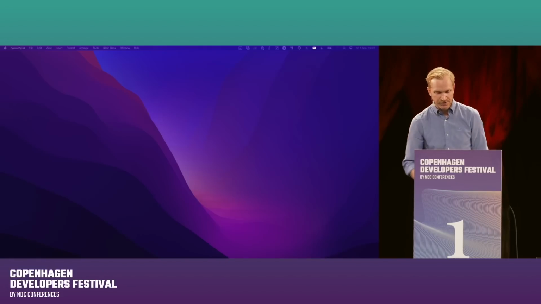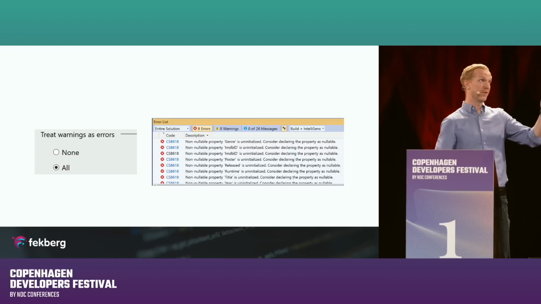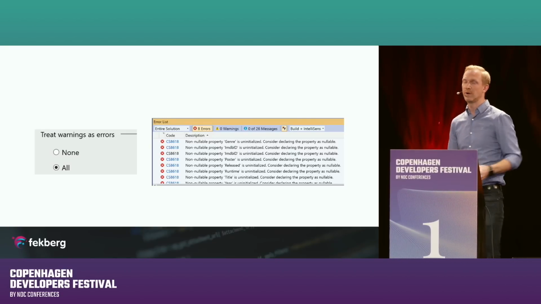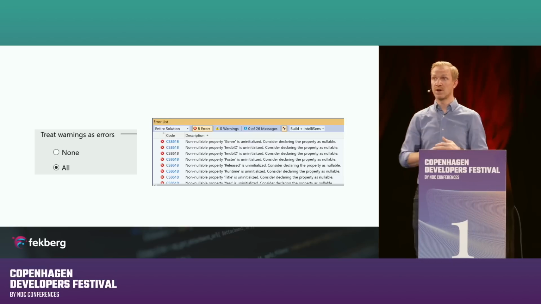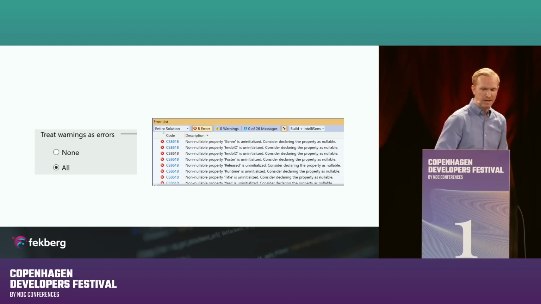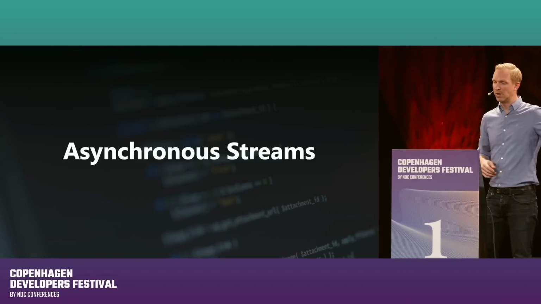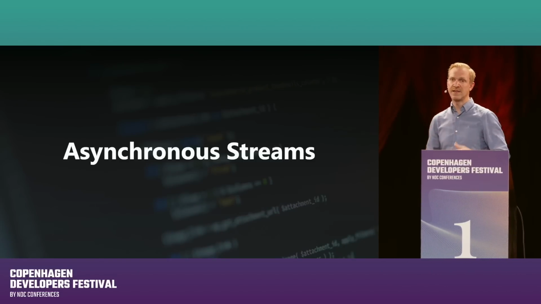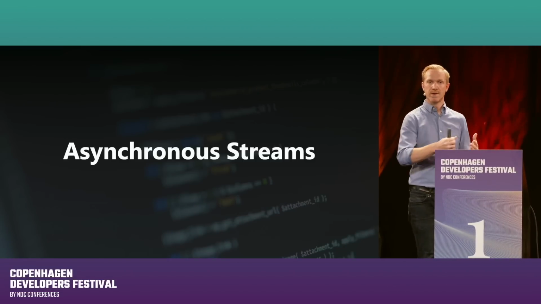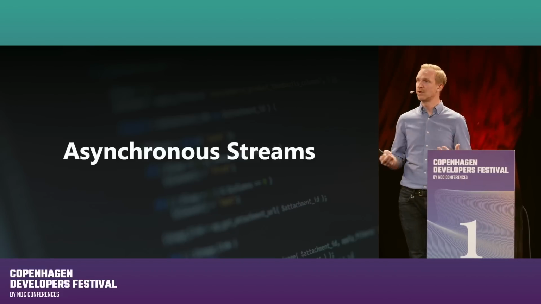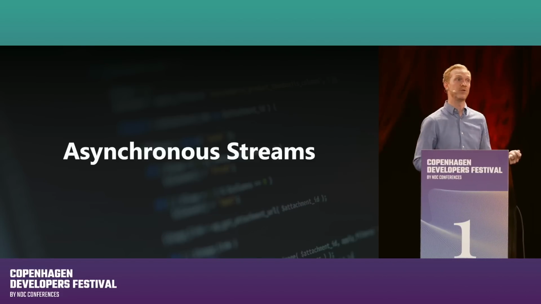So again, I do encourage you to try this out and treat warnings as errors. You can turn this on as well in the project settings, as well as with the nullable reference types. And another just small note here on C# 8, they introduced something called asynchronous streams. So they continue to add capabilities to language features that have been introduced over the past years.